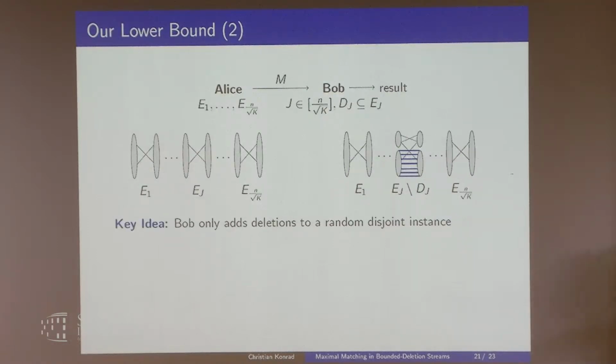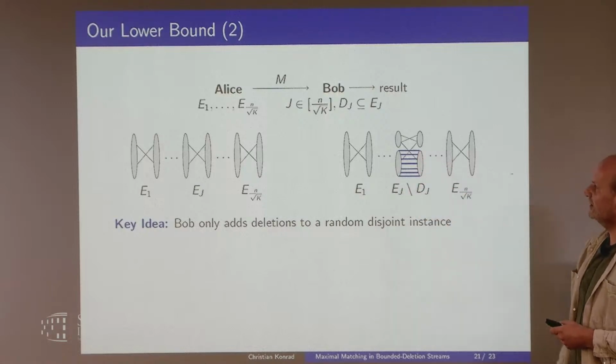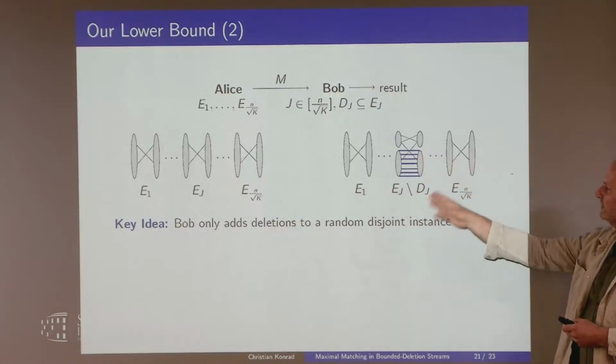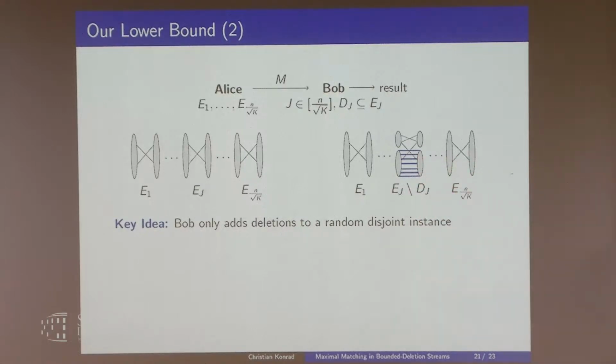Instead of turning all of those into subgraphs with one large induced matching, you can just pick a uniform random one of those, and delete only in one of them, because the algorithm has to report a maximal matching in all of them. If you pick a uniform random one, the message sent from Alice to Bob needs to contain enough information that allows Bob to still identify, in one uniform random instance, a maximal matching.